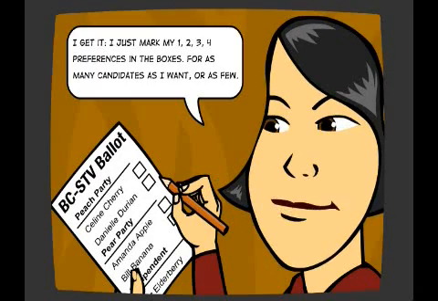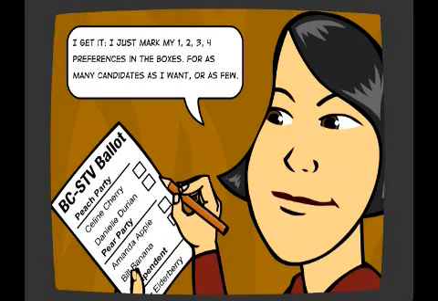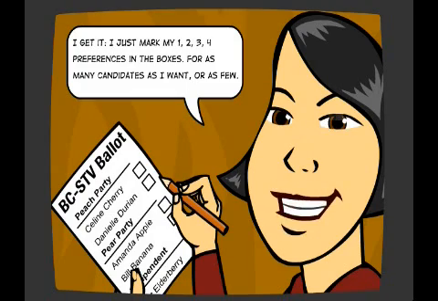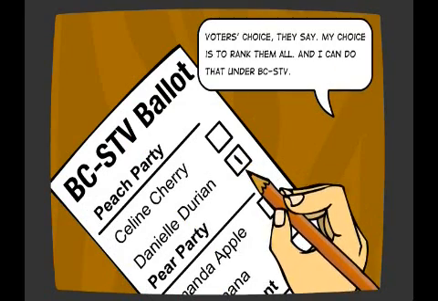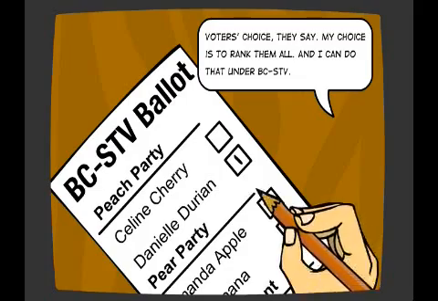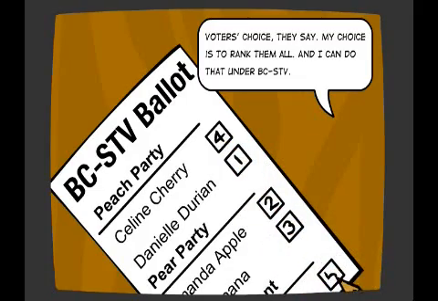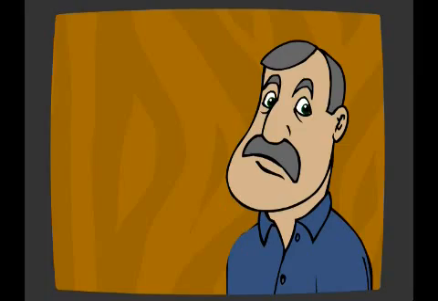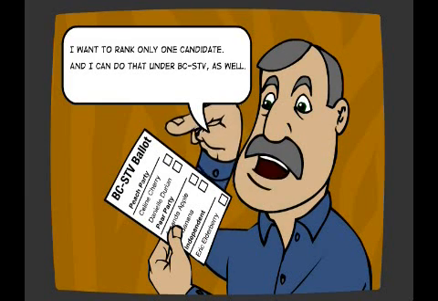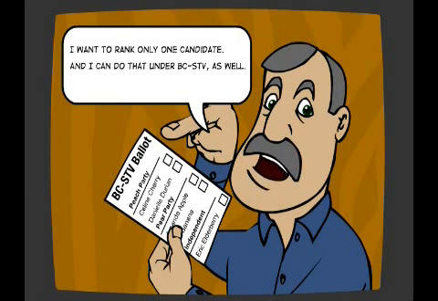I get it. I just mark my 1, 2, 3, 4 preferences in the boxes for as many candidates as I want, or as few. Voter's choice, they say. My choice is to rank them all, and I can do that under BC-STV. I want to rank only one candidate, and I can do that under BC-STV as well.